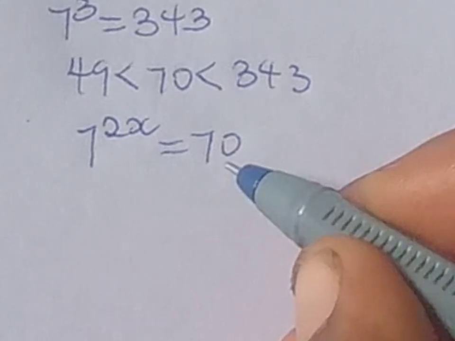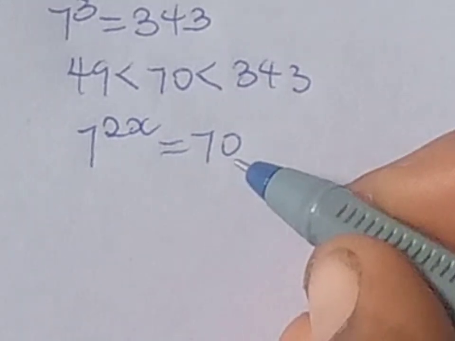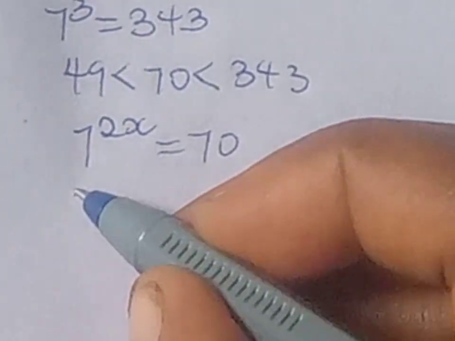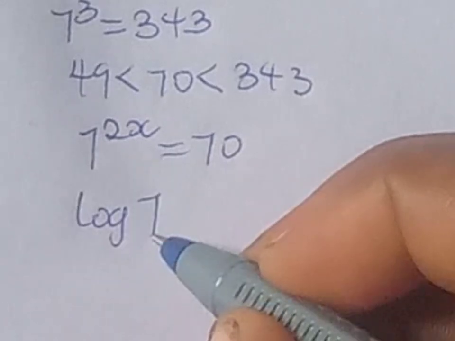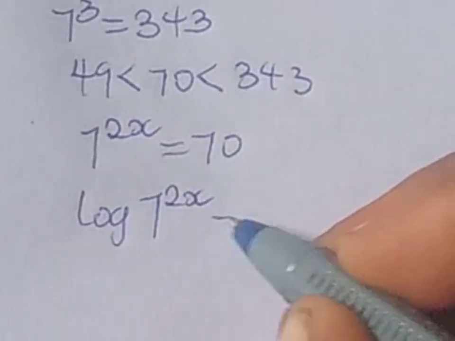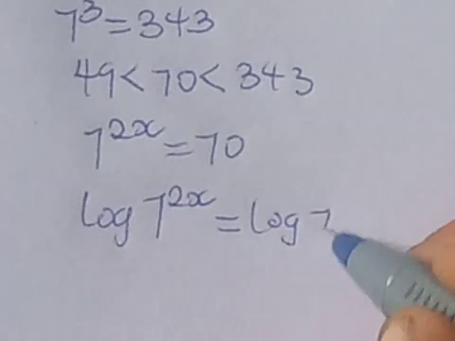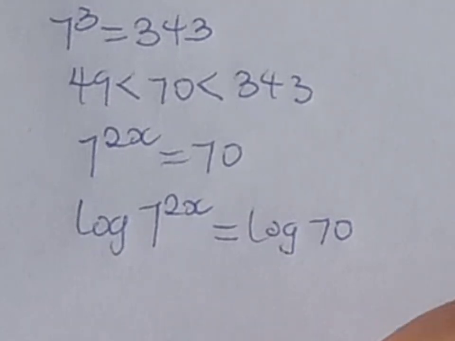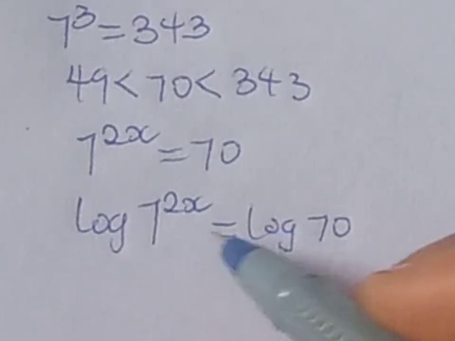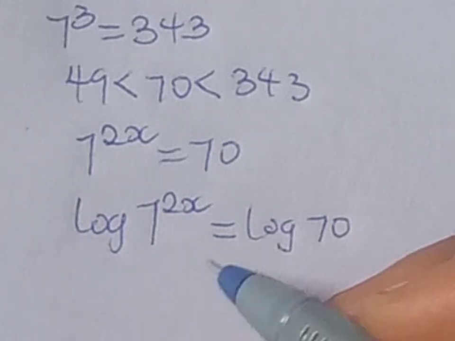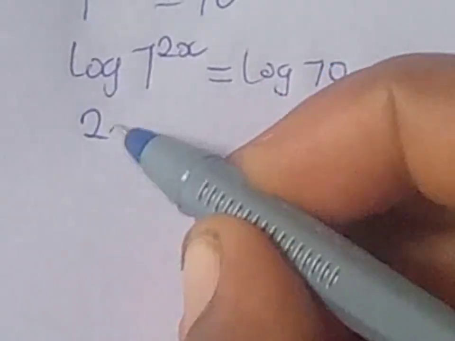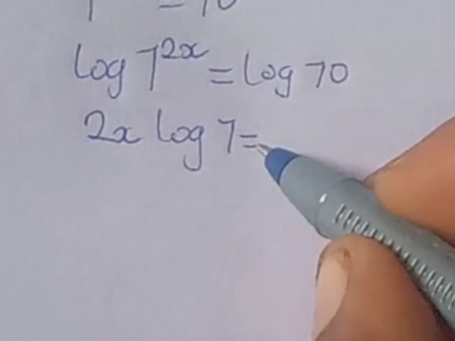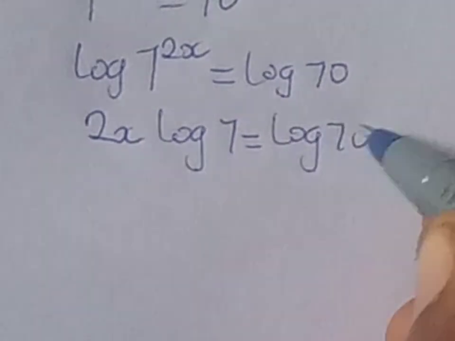Now let's take the logarithm of both sides. Using base 10, which will give us log 7 raised to the power of 2x equals log 70. Now let's apply the logarithm power rule, that is, the exponent will come to the front, which makes it 2x log 7 equals log 70.